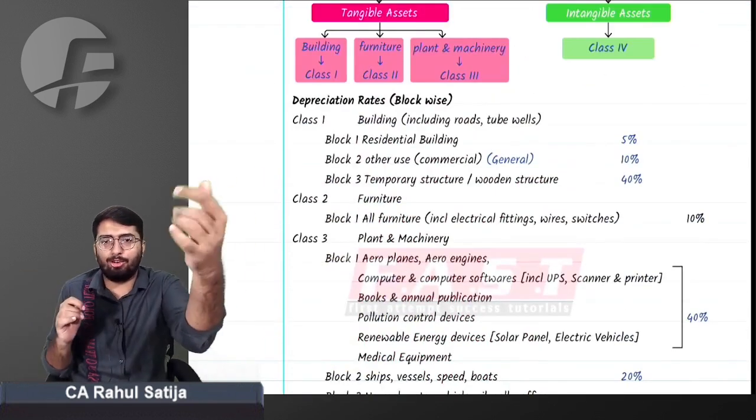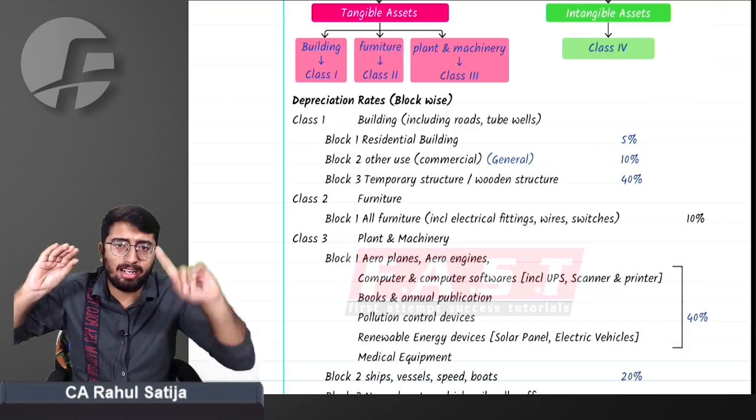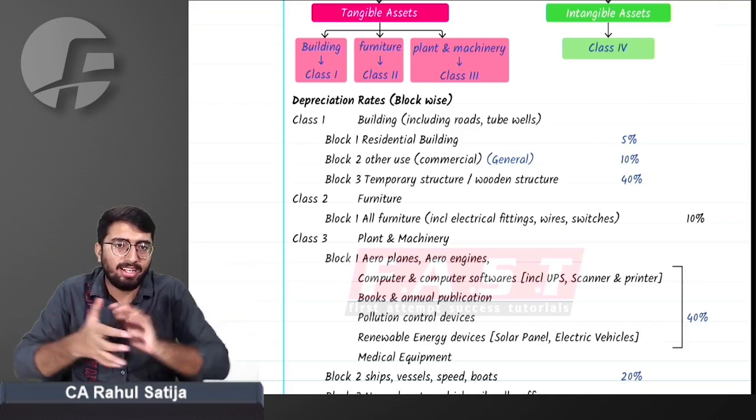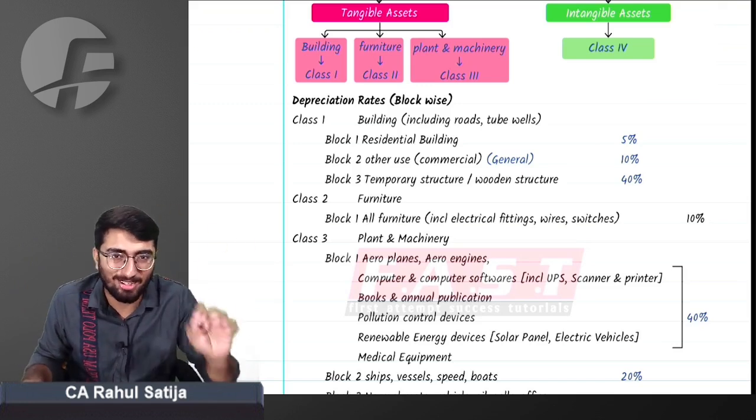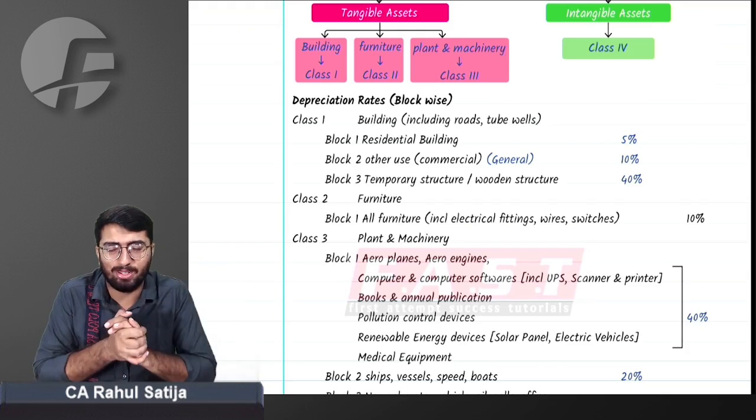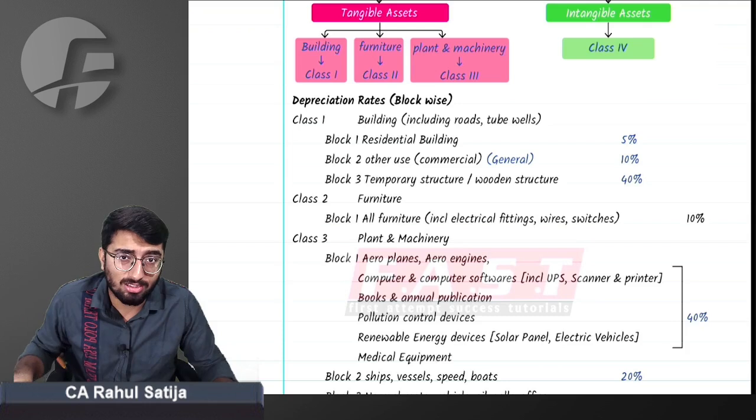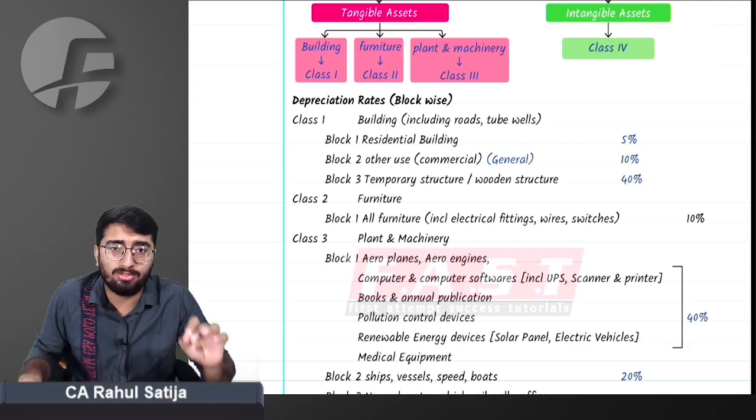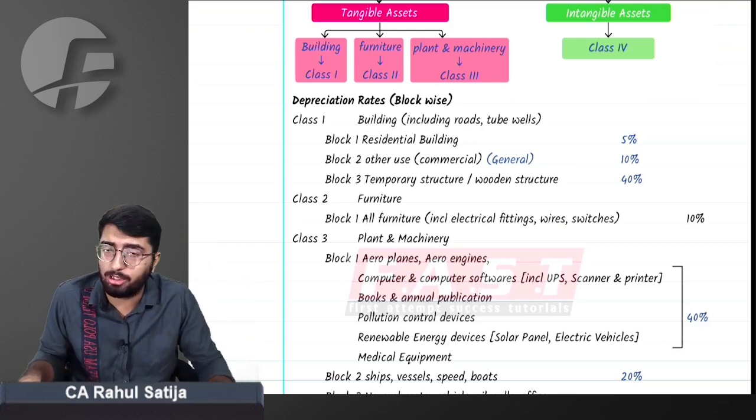Sir, repeat after me. I want you all to repeat after me. Any kind of residential building, 5%. Any kind of commercial building, 10%. Wooden structure, 40%. Then any kind of furniture, including electrical fittings, wires and switches, is depreciable at 10%. Any kind of plant and machinery is 40%. We have aeroplanes, aero engines, books, renewable devices, pollution control equipment, medical equipment, and computers, including UPS, printers and scanners, chargeable to depreciation at 40%.